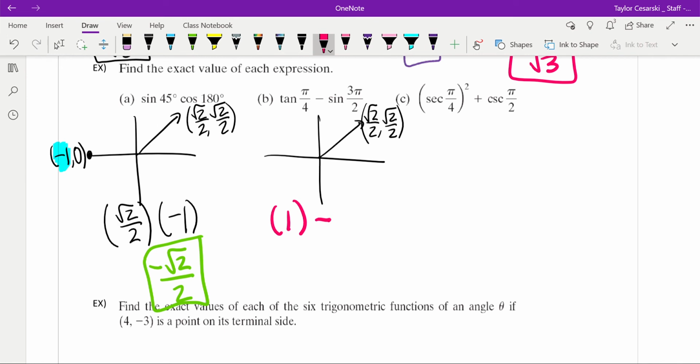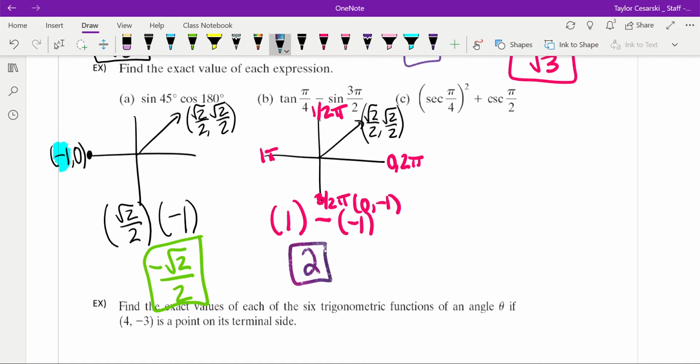Minus sine of 3 pi over 2. So remember, this is 0, 1/2, 1, 3/2, and 2 in terms of pi. So 1/2 pi, 1 pi, 3 pi over 2, and 2 pi. So 3 pi over 2 is going to be down at the bottom, and my ordered pair there is 0, negative 1. Sine is the y value, so that's going to be negative 1. So I end up with 1 minus negative 1, which is going to end up being 2.